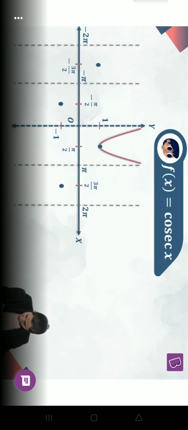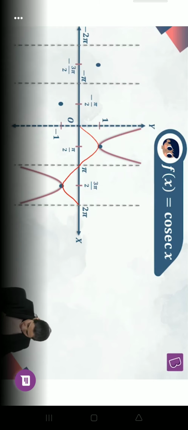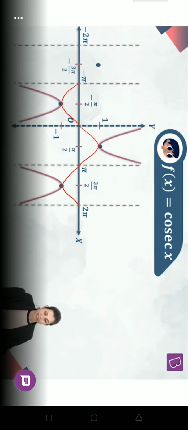Yes, because you can see absolutely no portion of the graph lying in or corresponding to the open interval minus 1 comma 1 along the y-axis. Yes, that's why cosec of any angle is never ever less than 1 or greater than minus 1. Never. Got it? This takes me to the list of observations about the cosec function.